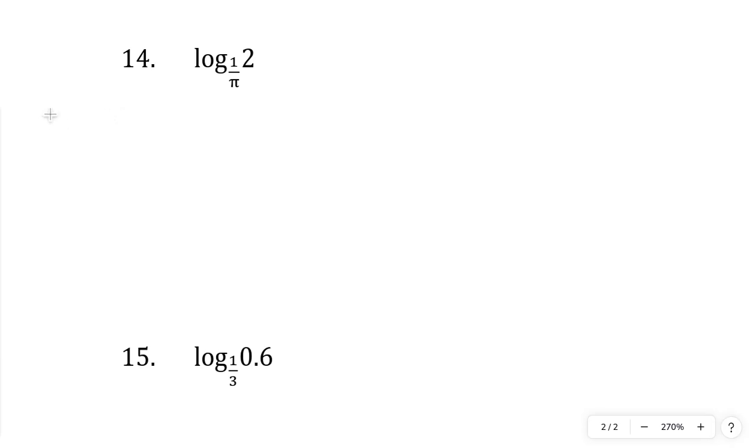Yeah. So remember again, the two different equations we're going to make are y equals 2 and y equals (1 over pi) to the x.